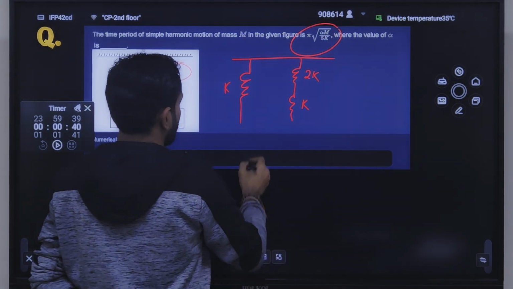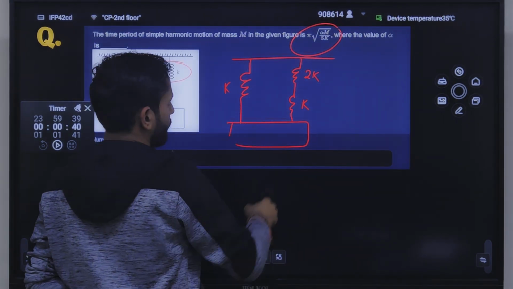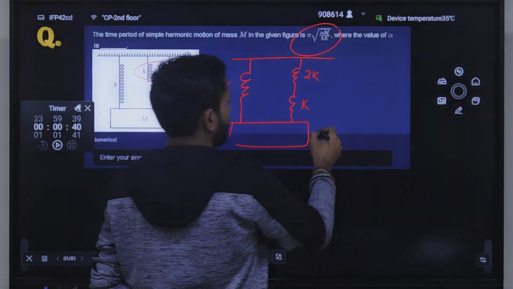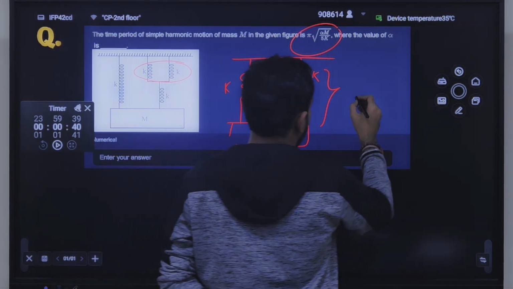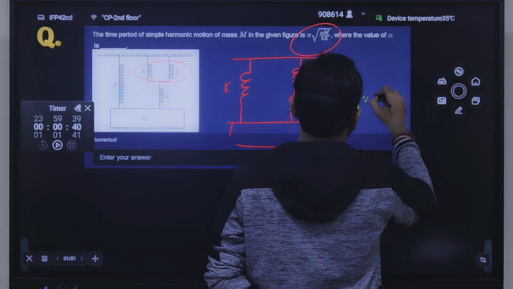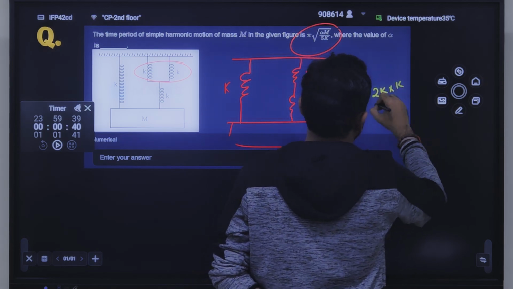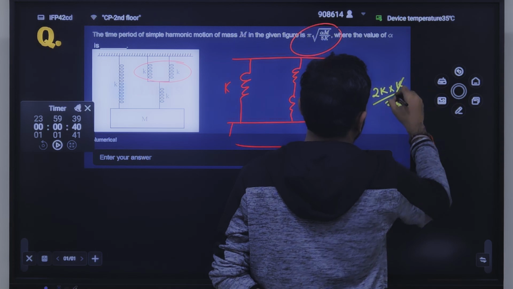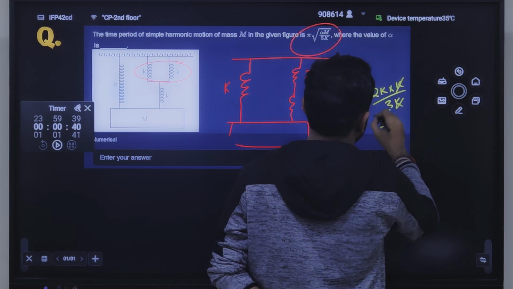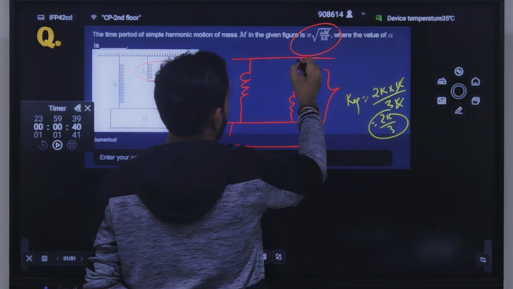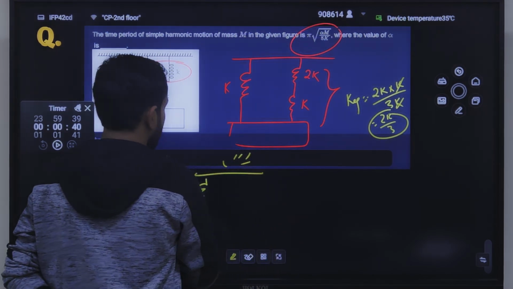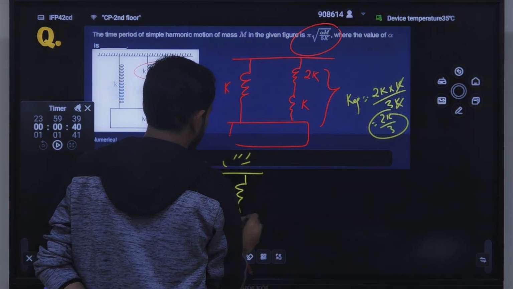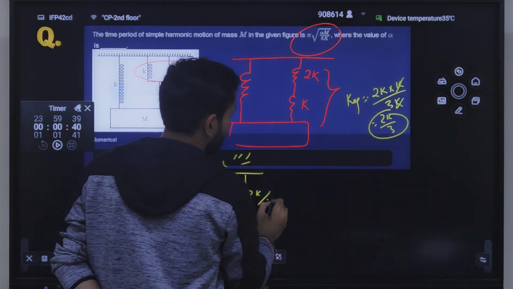Fine. Now, next, what can you do? Can you say these two are in series? If these two are in series, what can I say for k equivalent for these two? k equivalent is equal to 2k into k divided by 3k. k cancels. The k equivalent for these two is 2k by 3. Let's draw the next step. Next step will be this k, and here again a spring of 2k by 3.